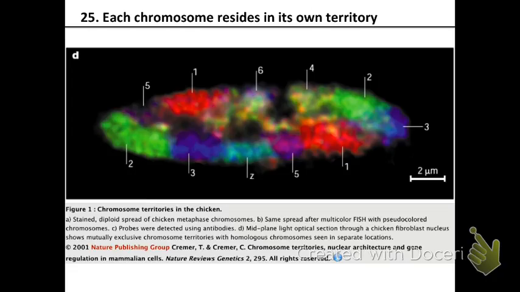So here's an experiment where people made a FISH probe to each individual chromosome, and they hybridized it to the interphase nucleus. I believe these are chicken cells.